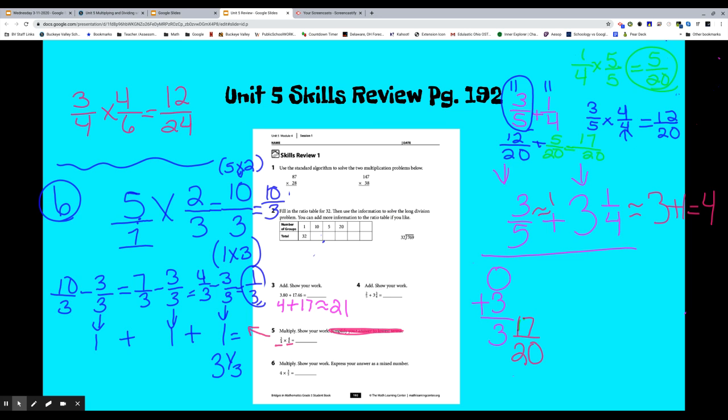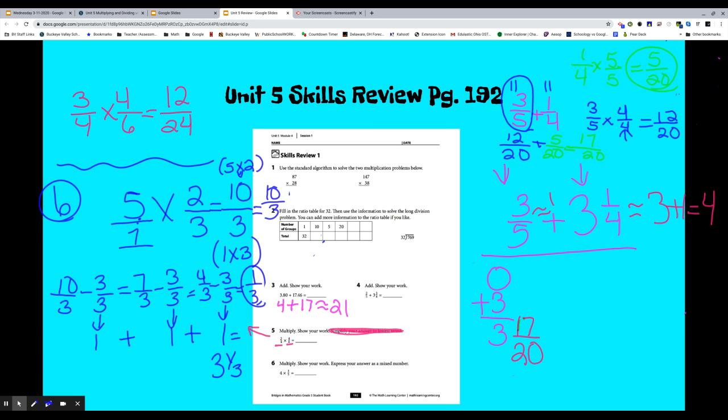Okay, and then number 6 is multiplying a whole number times a fraction. And we know that when we multiply, right, a whole number times a fraction, it is going to equal less than the whole number because we are taking part of a whole number.